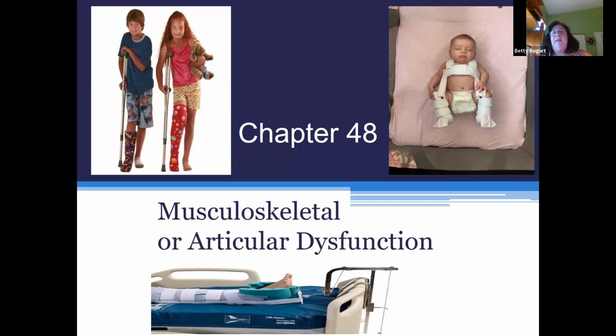So as I've always said, a picture tells a story. Now, we're going to be going over muscular, skeletal, and articular dysfunction. Well, we know children break everything, and we're going to go over that.